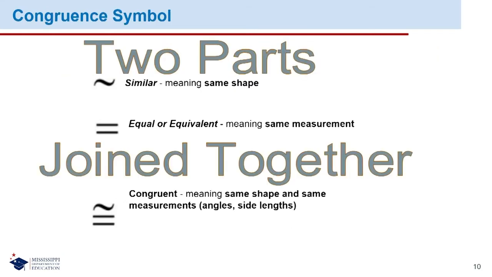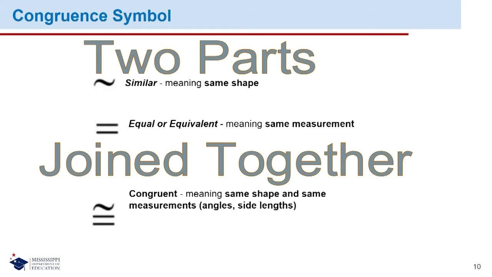So let's talk about the congruent symbol. The congruent symbol is made of two parts. The first part looks like a little sideways S, a little curvy line, and that's called the similar symbol. So when you see that symbol by itself, that means that two shapes are similar, meaning same shape. Okay? Again, same shape, but not the same size.